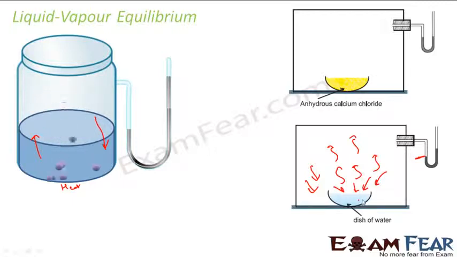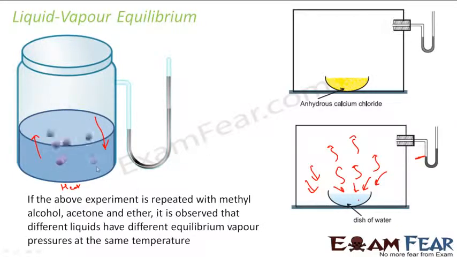So if you see, this is my liquid and this is my vapor. There is an equilibrium between liquid and vapor. Here also we had this equilibrium between liquid and vapor. The molecules keep moving. And if you see, the same experiment is repeated with methyl alcohol or acetone or ether. It is observed that different liquids will have different equilibrium vapor pressure at the same temperature.